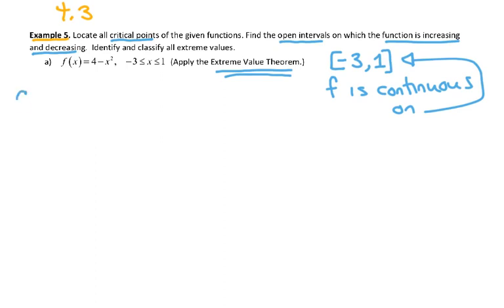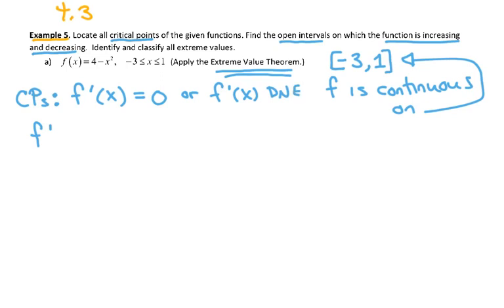Well, first let's find the critical points. I call them CPs. How do we find them? Find where the derivative is equal to 0, or the derivative does not exist. I almost forgot to say that because in my head I know that this is a polynomial and its derivative exists everywhere.